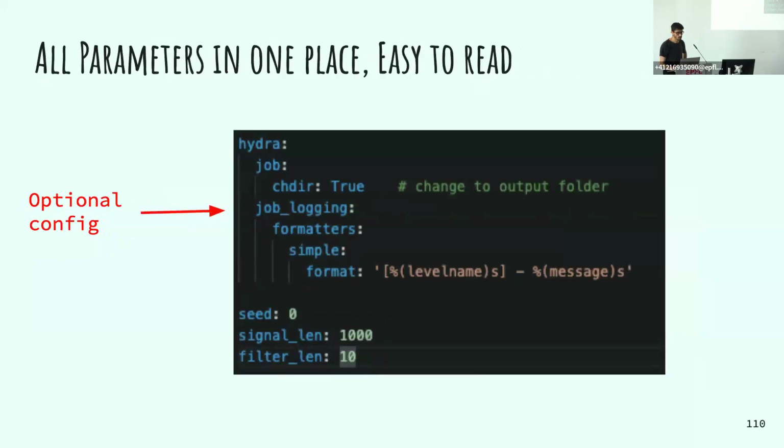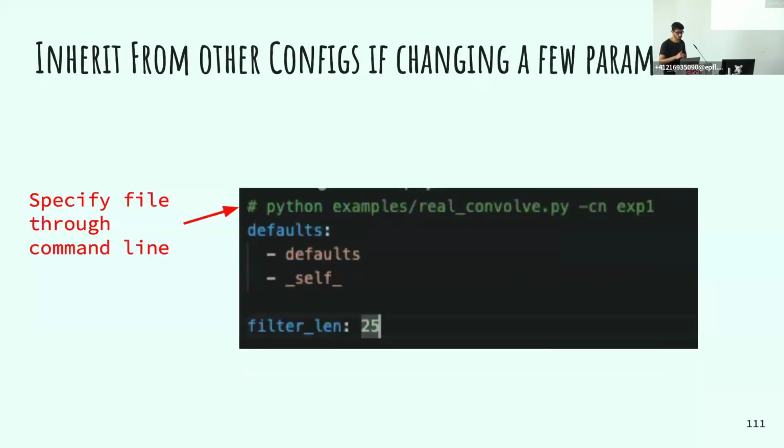So instead of having to write a completely new file with 100 parameters, you can actually inherit from another file. So here I'm inheriting from the defaults. And let's say I want to change the learning rate by a factor of 10. So I only have to define that one learning rate, and the rest of the parameters are going to be defined in that defaults.